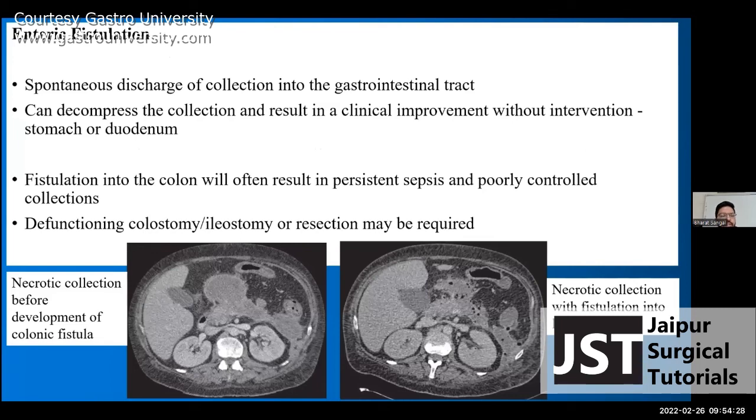The other complication is an enteric fistula, which can occur, and there is spontaneous discharge of the collection into the GI tract. It is noted that when it is present with the stomach or a duodenum, this can decompress the collection and often result in clinical improvement without any interventions. But it has also been noted that fistula into the colon often results in persisting sepsis and poorly controlled collections. In such cases, defunctioning colostomy or ileostomy might be required.